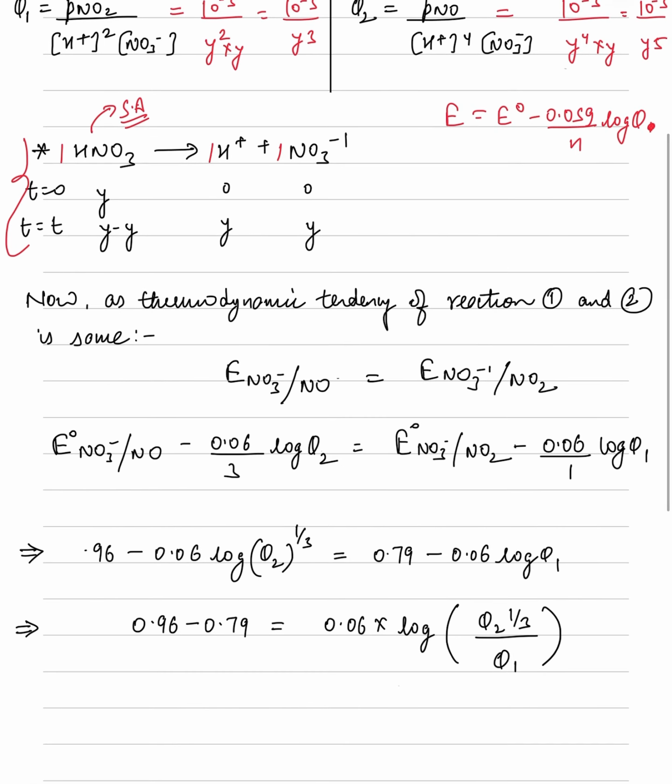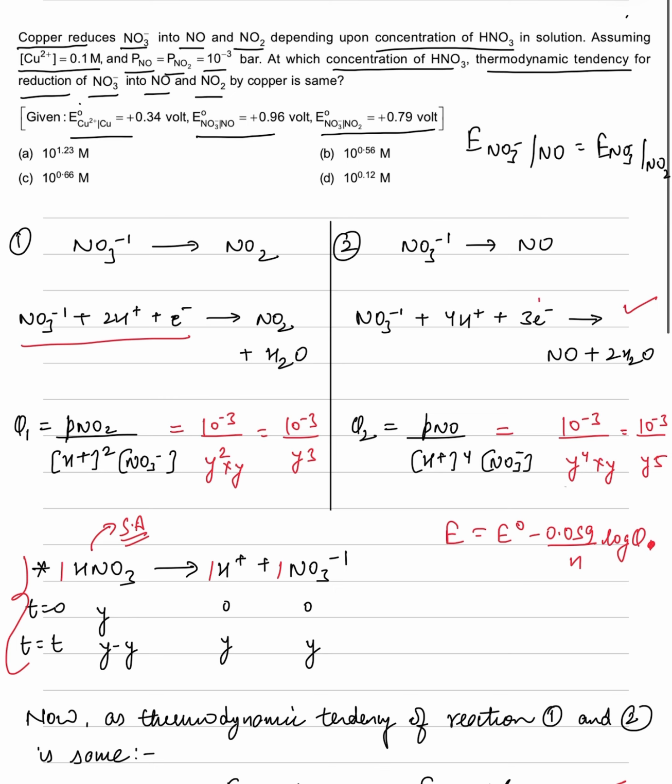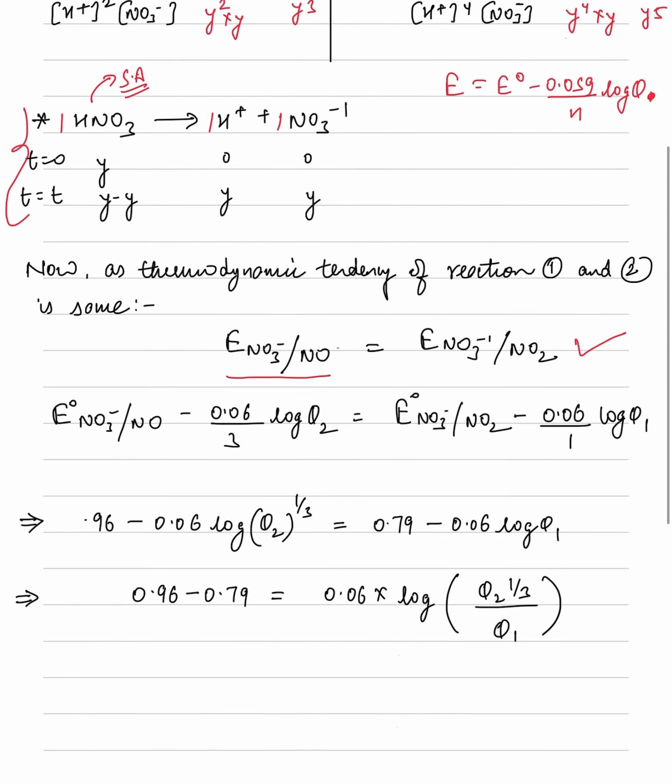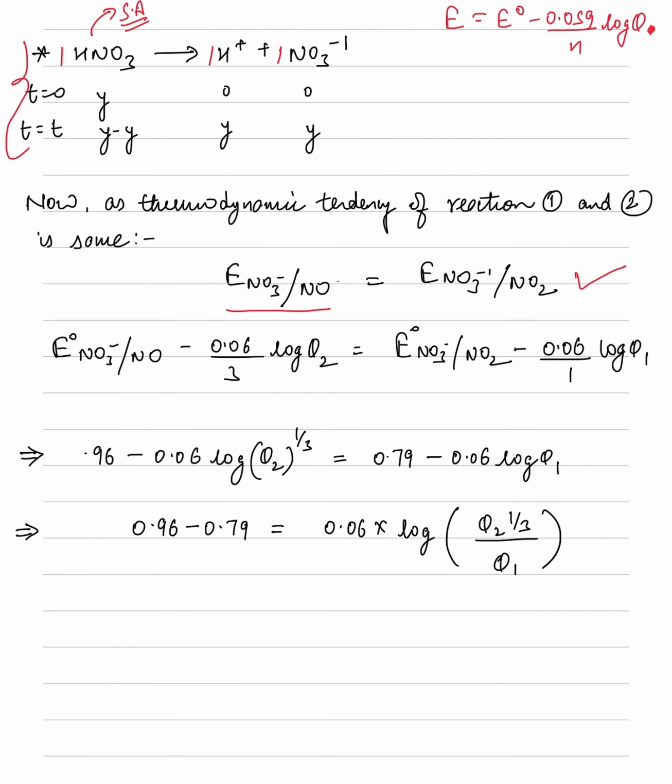Because we know that the thermodynamic tendency of reaction 1 and 2 is the same, this is what we need to find. Now E is equal to E naught minus 0.06 upon n factor log of Q, right? For the conversion of nitrate ion into nitric oxide, the n factor is how much? 3. 3 is the n factor. So here we have put the 3.